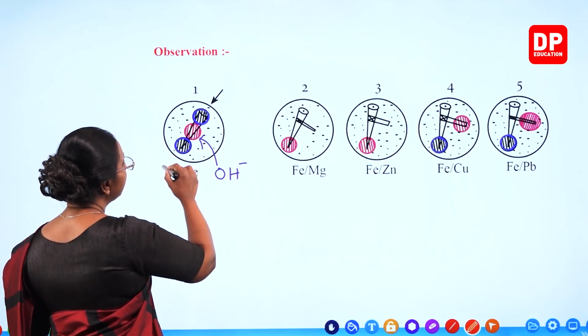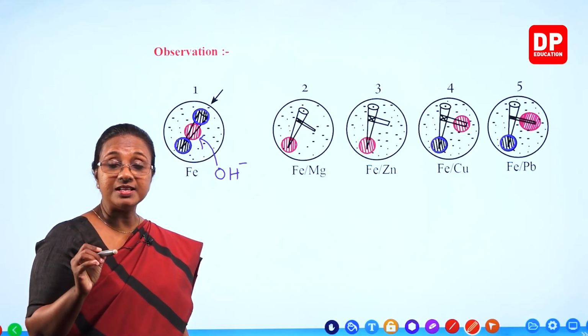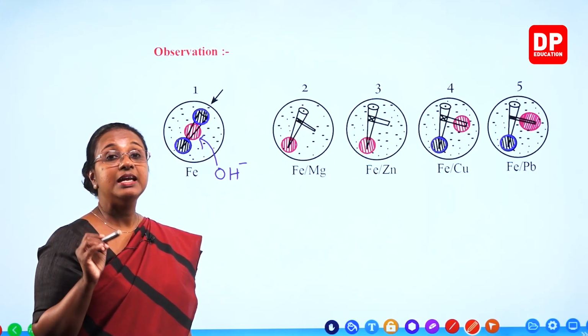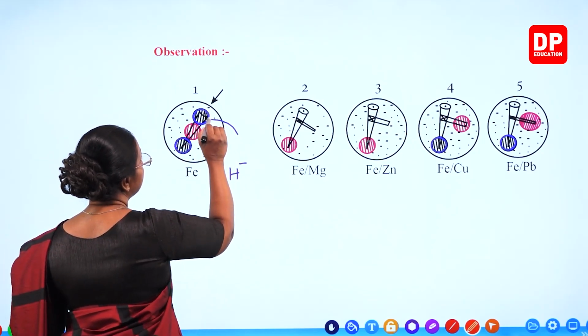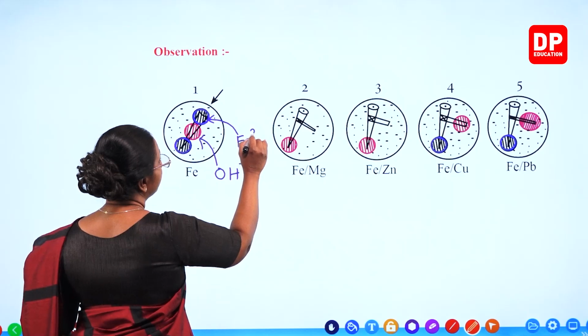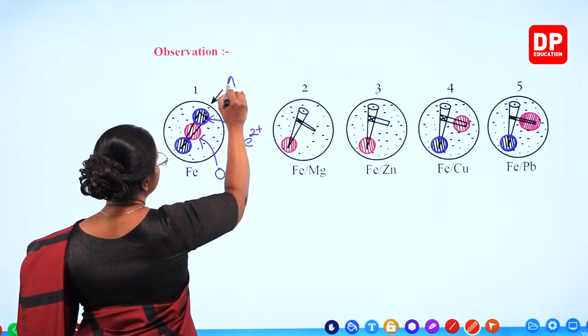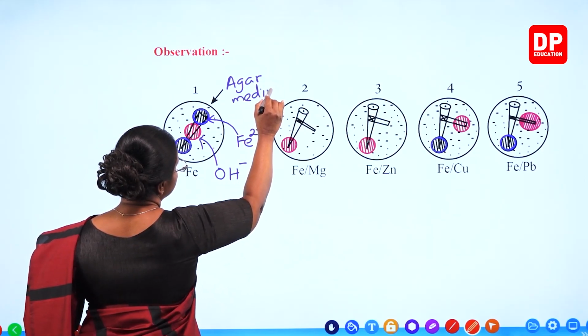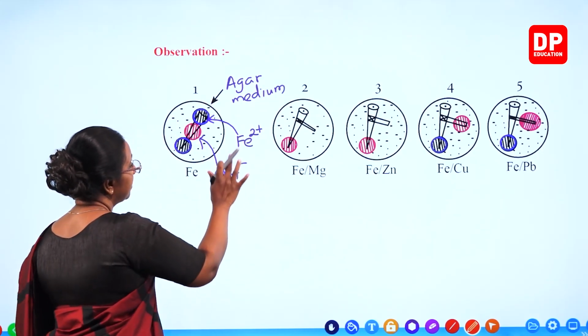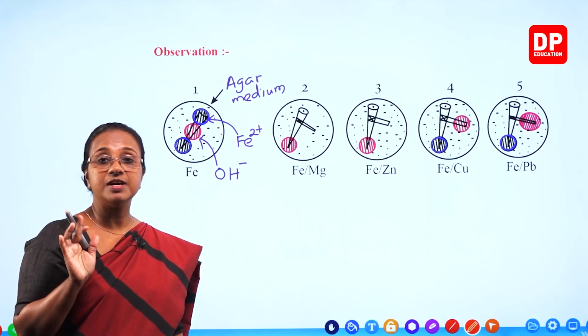Then the blue color regions, potassium ferricyanide gives blue color in the presence of Fe2+ ions. So here it is going to be Fe2+ ions. This is the agar medium in the petri dish. So that is how you got the observation in the first petri dish.